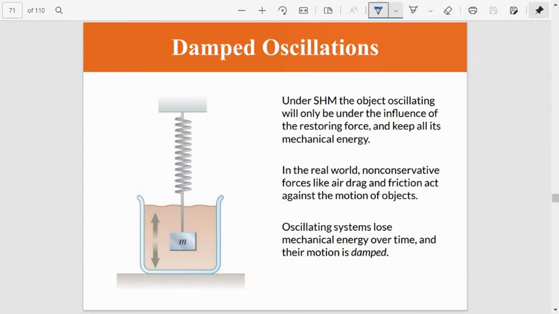So the next topic is damped oscillations. In the real world, there's no ideal harmonic motion. We've seen that these simple harmonic oscillators will oscillate forever, conserving mechanical energy. But as we know, in the real world, all objects experience drag and friction. As such, they lose energy. So whenever an oscillating system is losing energy, we say that its motion is damped.